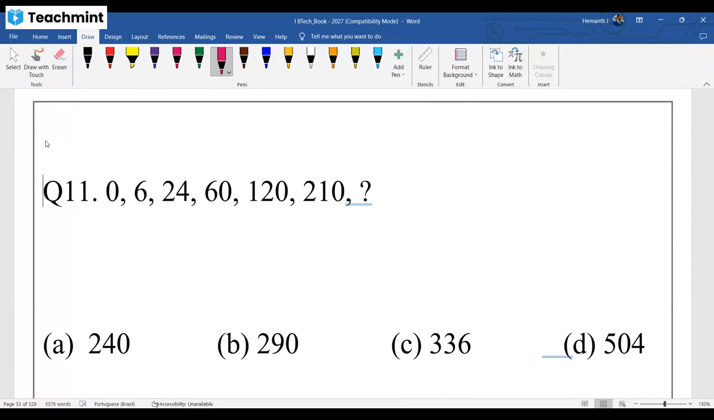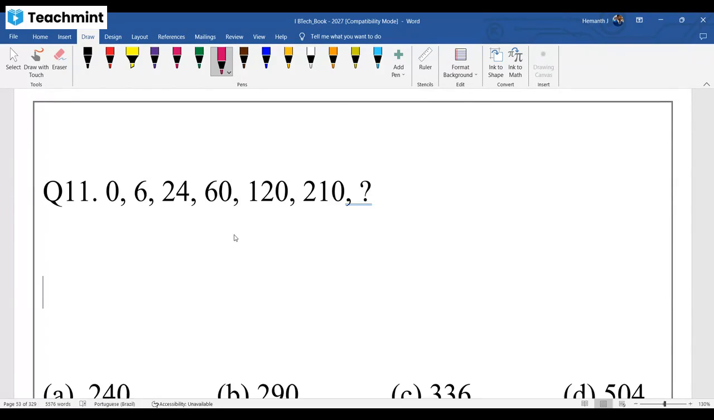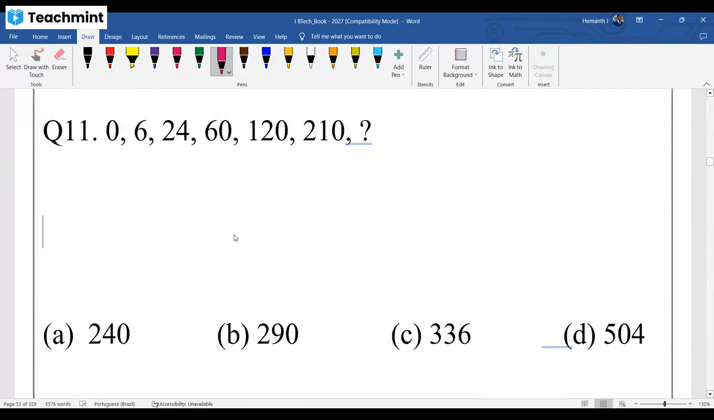See this question: 0, 6, 24, 60, 120, 210, what is the next number? I'll wait for your answer. Anyone done with this question? Yes? C, okay. Anybody else done with this question? See, why I'm asking you is there are plenty of logics, my dear. Okay, your friend has done the question. What logic, madam?